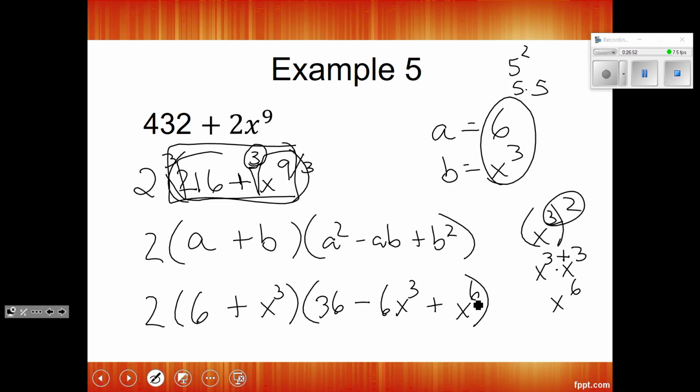Anybody have x to the 5th? I had lots of those in second block. Okay? Does that make sense? How many were able to get here all the way? A couple. So if you didn't, do you know where you went wrong? The perfect student is the one that makes mistakes and figures out where you went wrong. Okay.